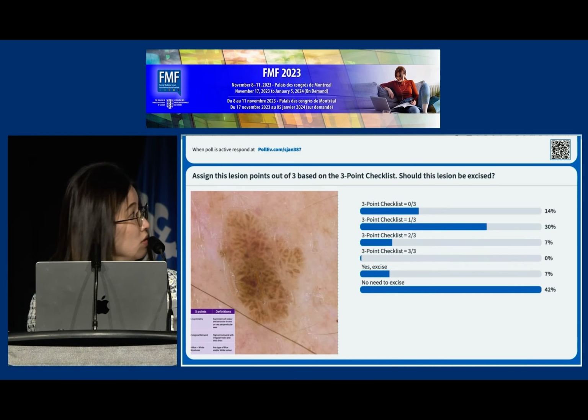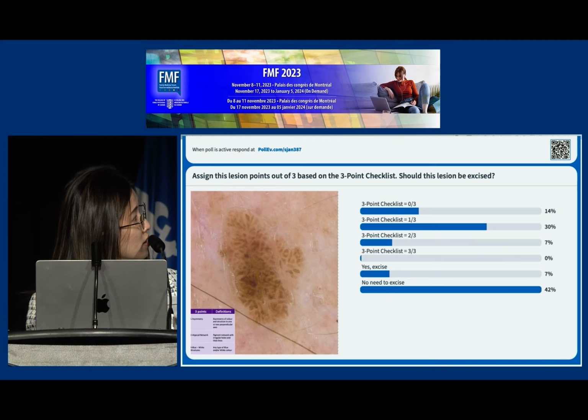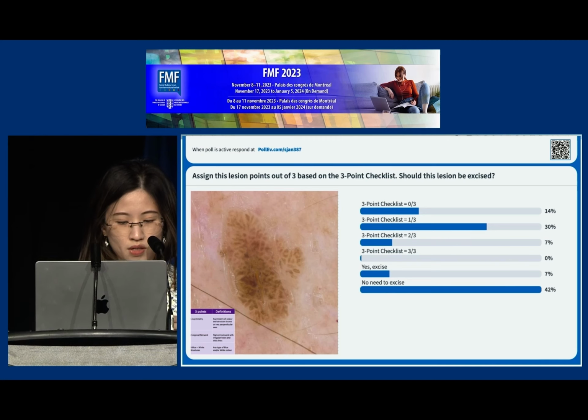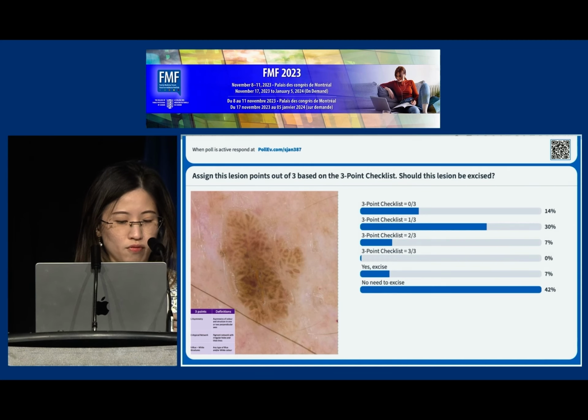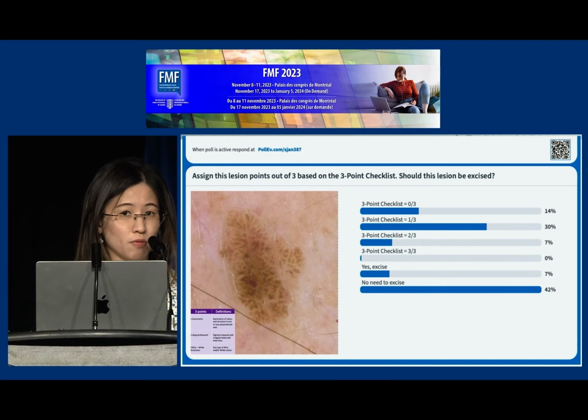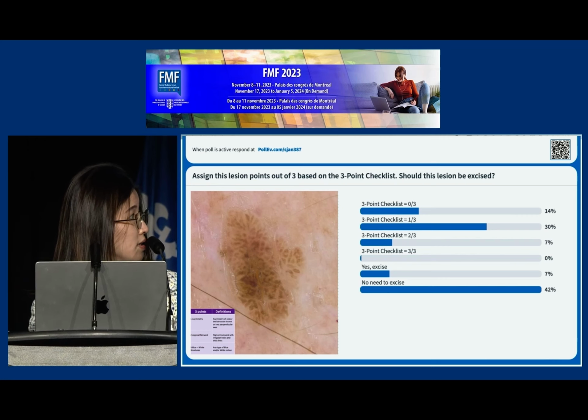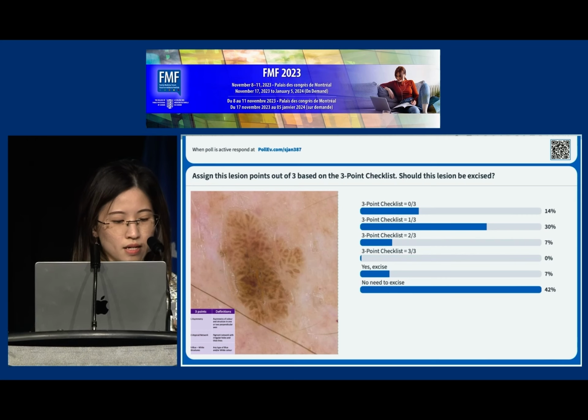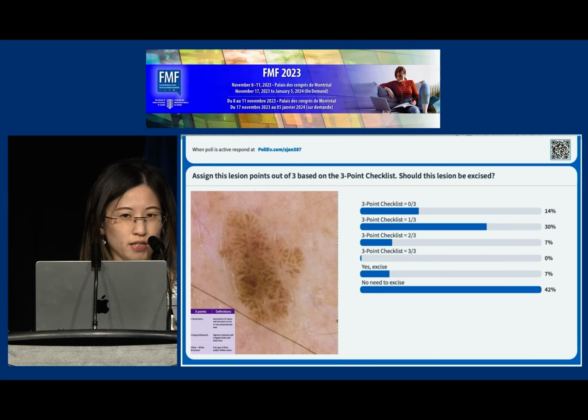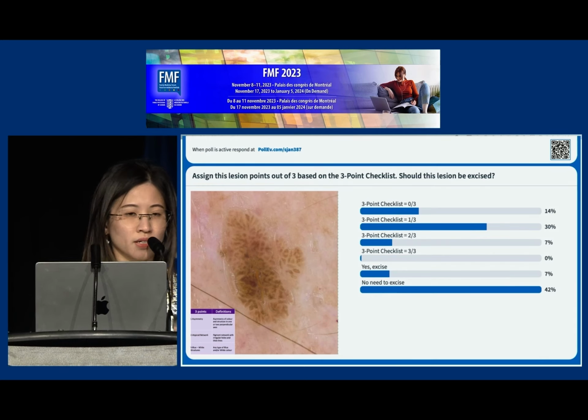So for the third one, most of us have 1 out of 3, and no need to excise. So that's actually accurate. We have here a seborrheic keratosis, and I would say this is a classic appearance. If you see an SK, you see all these fissures and ridges, also called brain-like structure, cerebriform structure. There are many words talking about the same thing, and they just remind you of a brain. That's what we see for a seborrheic keratosis.